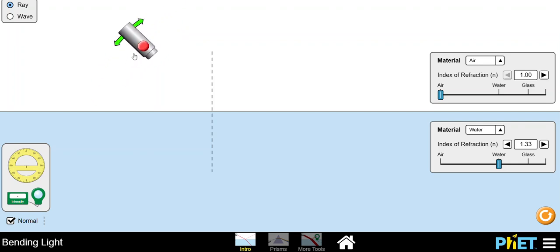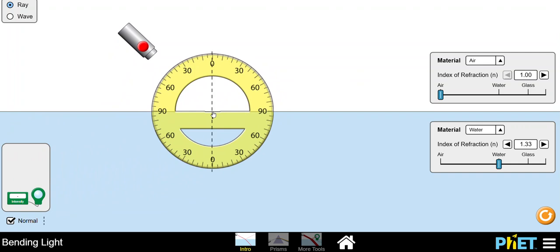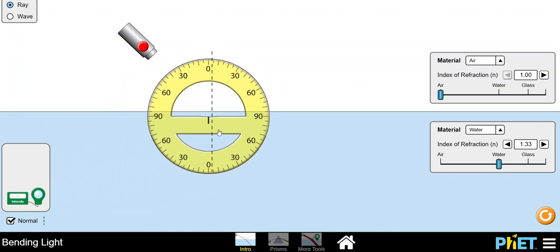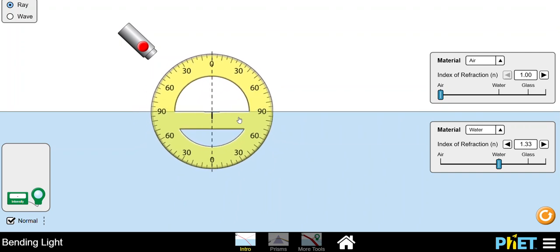up or down, you know, like this, with different angles, okay? You have this protractor that will help you to measure the angles, so you will just put this mark of the protractor in the intersection between the interface between the two mediums and the normal. So this dashed line you see over here is the normal.